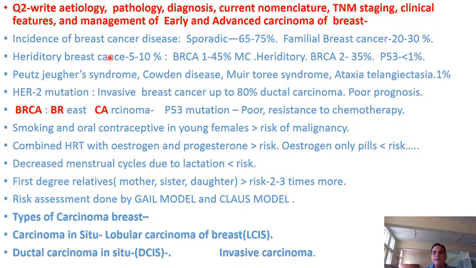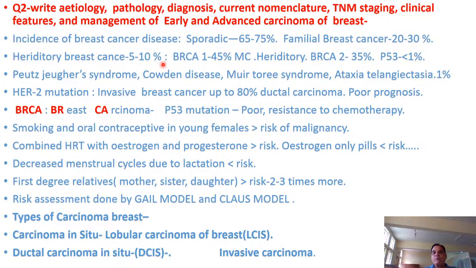So what is the incidence? Sporadic cases, that means without any cause, 65 to 75%. Now we are always talking about what? Familial breast cancer. That means breast cancer running in families. It is 20 to 30%. Remember the seriousness of taking the history of the patient. Hereditary breast cancer, 5 to 10%.